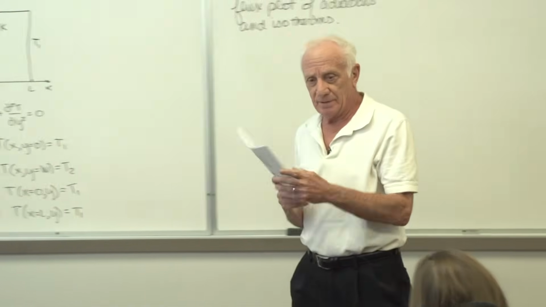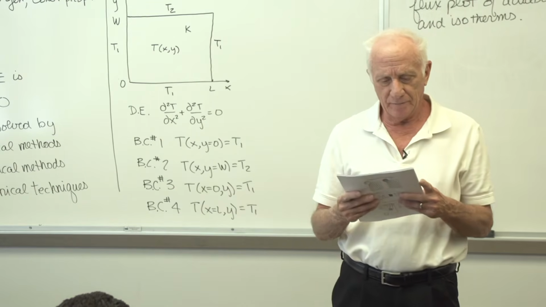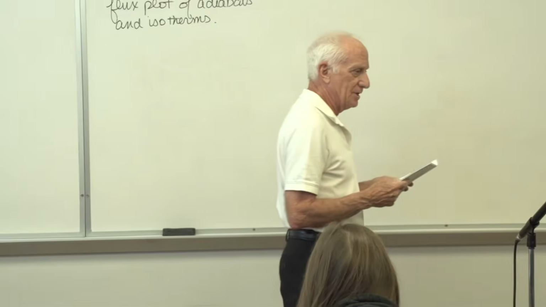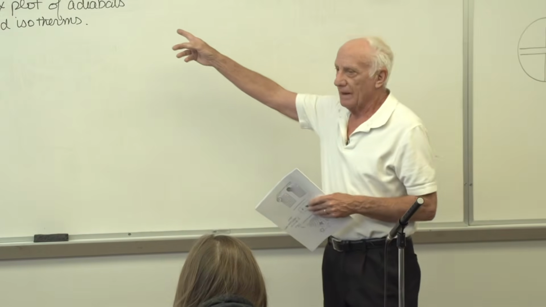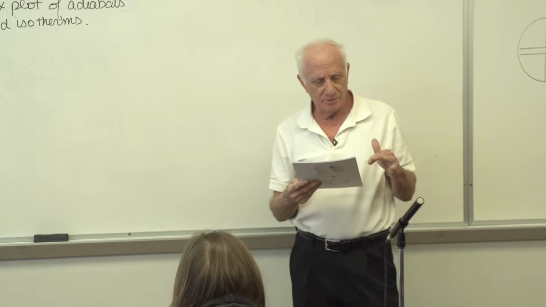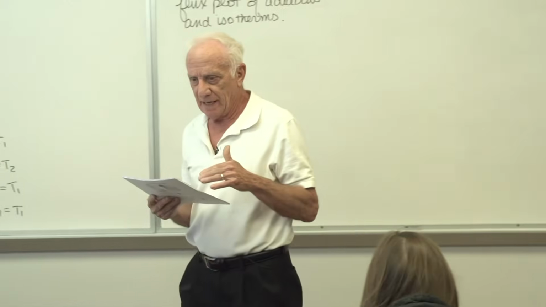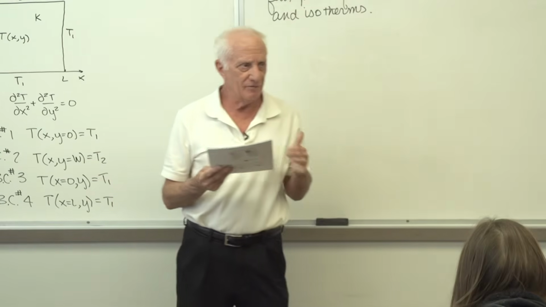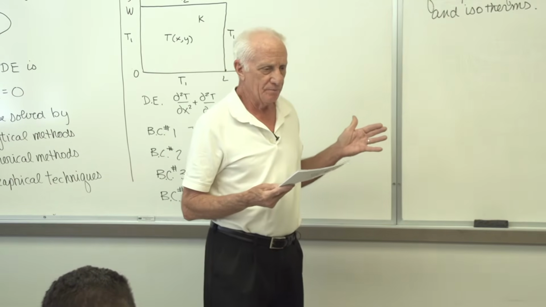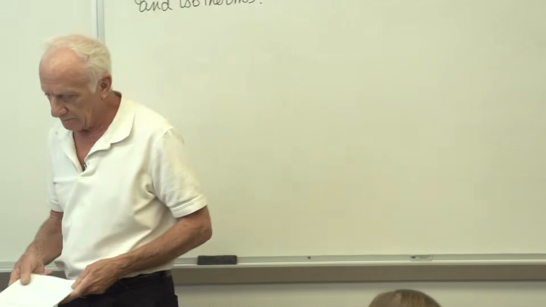Okay, so anyway, top of the page, the text page, it says a flux plot is a graphical presentation of the isotherms and adiabats for a solid geometry. That's what I put on the board here. What is an isotherm? An isotherm is a constant temperature line. What is an adiabat? An adiabat is a heat flow line. So you're constructing a diagram of constant temperature lines and heat flow lines. And then there's some basic rules given there.